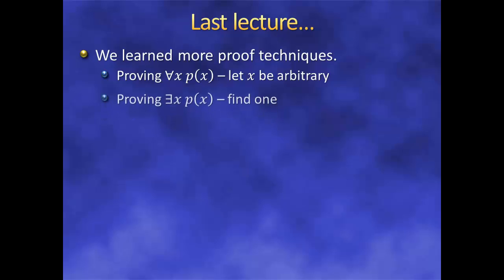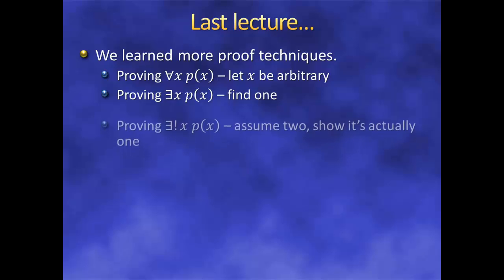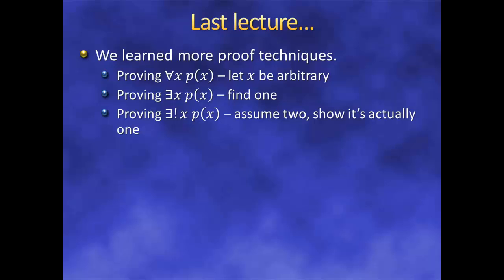On the other hand, to prove a statement of the form there exists an x such that p of x, all we need to do is find an x that makes p of x true, although this is sometimes easier said than done. We also saw that to prove uniqueness, you can assume p of x is true for two different values, and then show they must be the same value after all.